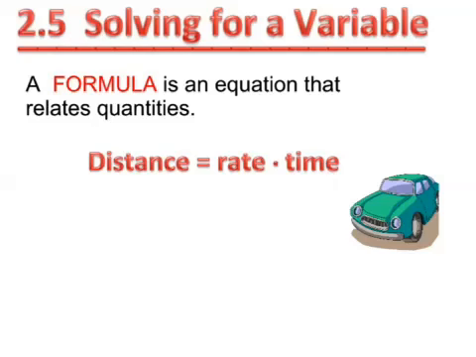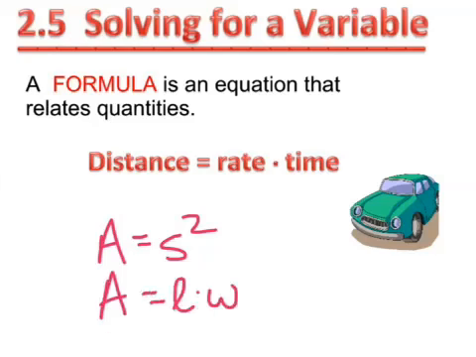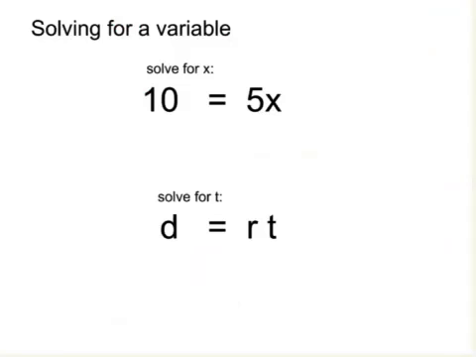Or some other formulas that come to mind might be like area of a square is side squared, or area of a rectangle is length times width. See, these are all formulas. There's no real numbers involved. It's all just letters. Those are called formulas. In this section, we will be treating all these letters just like numbers, because remember what the definition of a variable is. It's a letter representing a number.